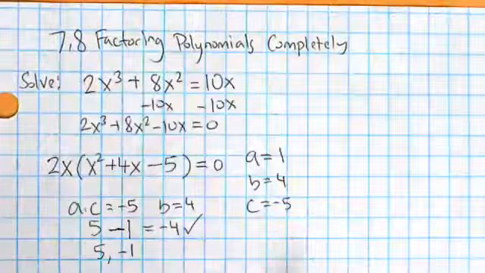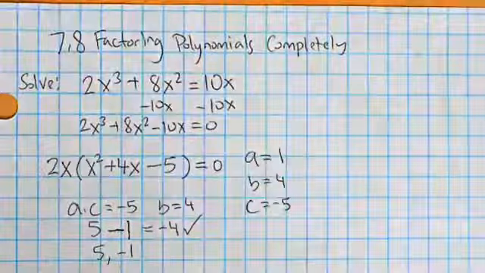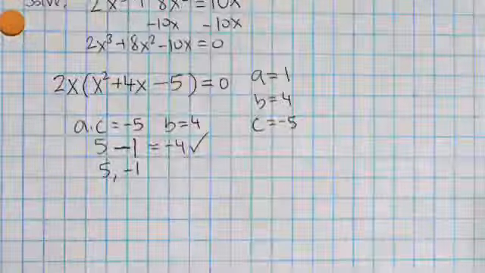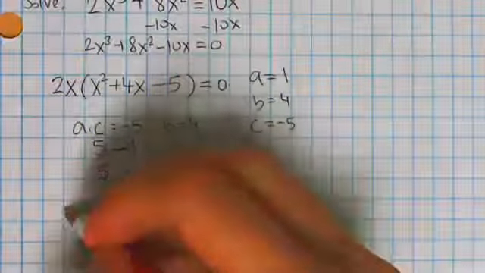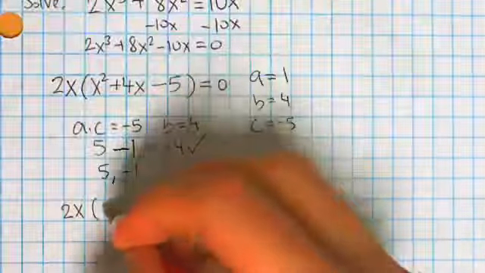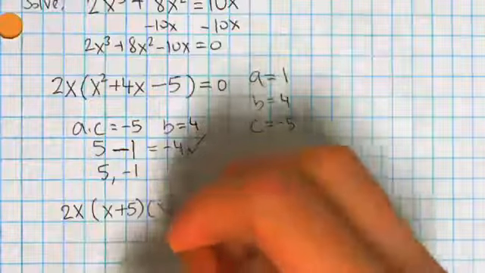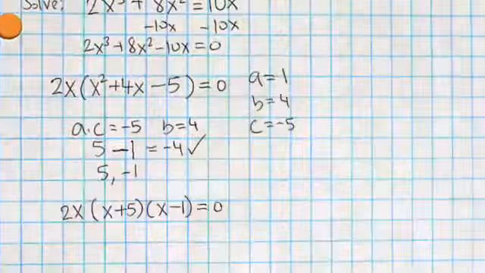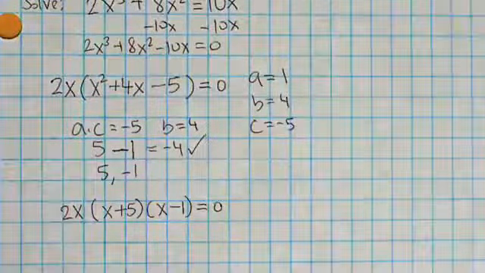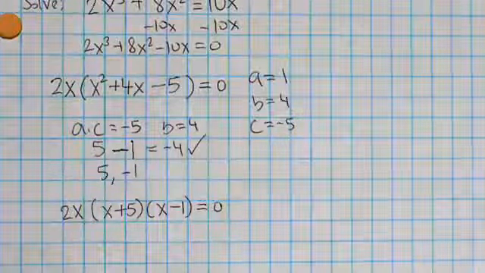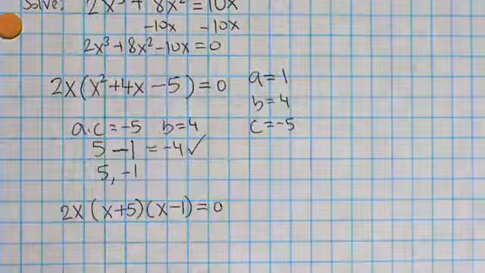And because our a value is equal to 1 in this particular problem, we can go ahead and use that shortcut that we learned in 7.6. And we can write our factors as being, we still have our 2x sitting on the outside. Our first factor is x plus 5. And our second factor is x minus 1. And this is all equal to 0. So at this point, we can solve for our x's. And we do that by taking each of the 3 factors that are written here, setting them equal to 0 and solving.